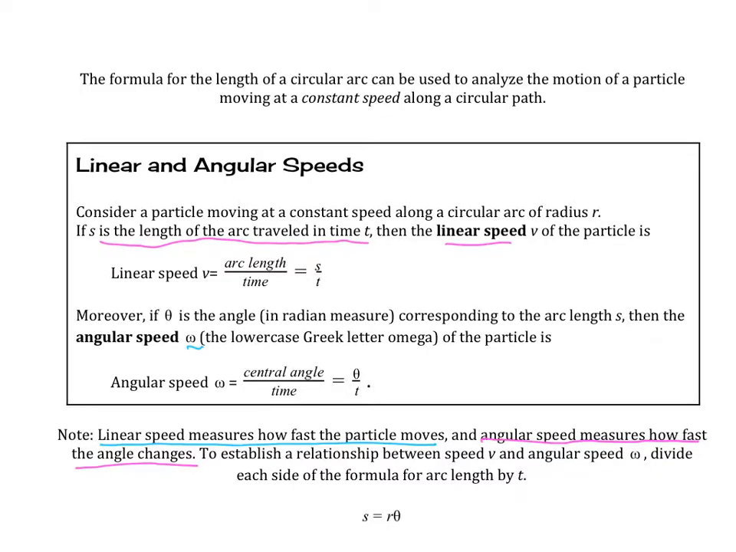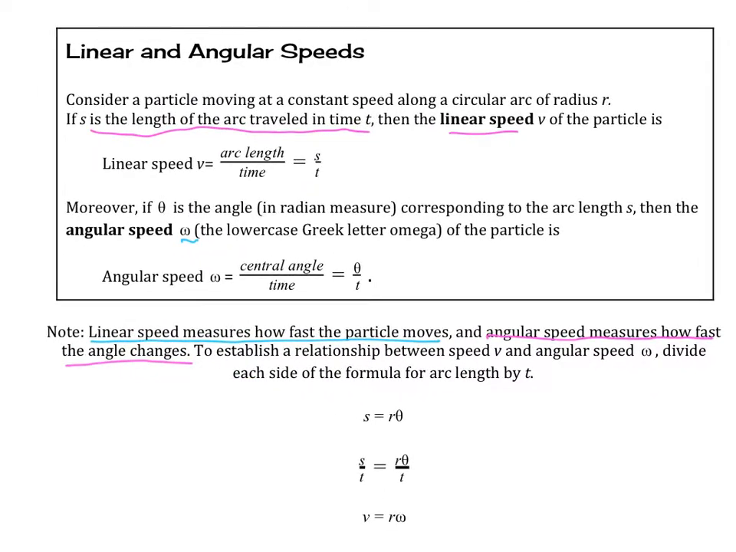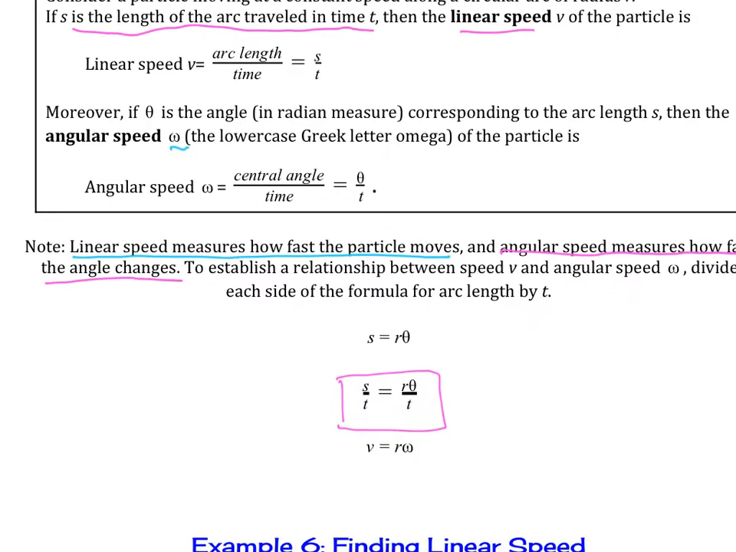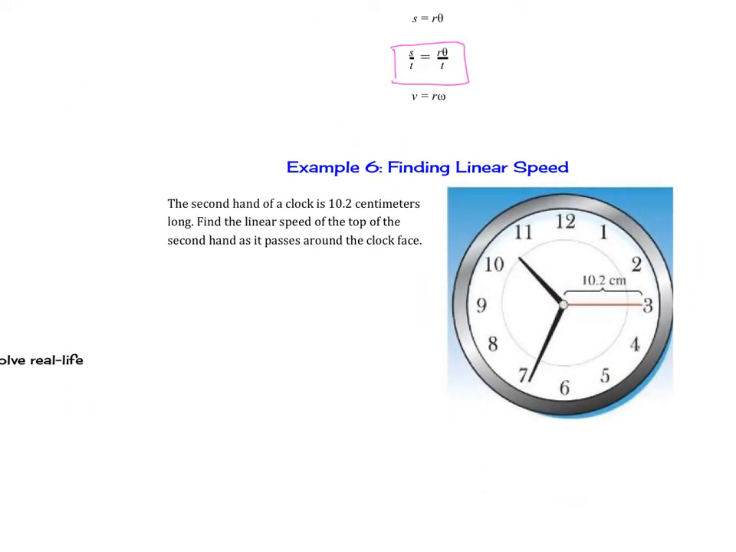To establish a relationship between speed v and angular speed, we're going to divide each side of the formula for arc length by t. So s equals r times theta, which we used previously. And so s over t equals the radius times theta over time. That's the one we're going to use. Then you may see v equals r times omega. So we're going to find the linear speed.